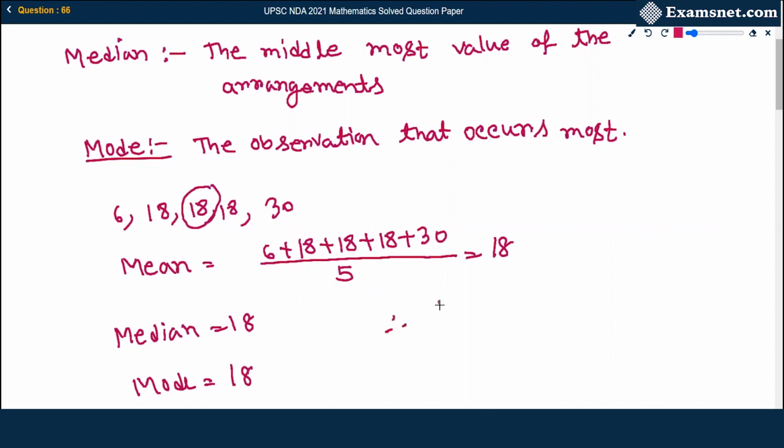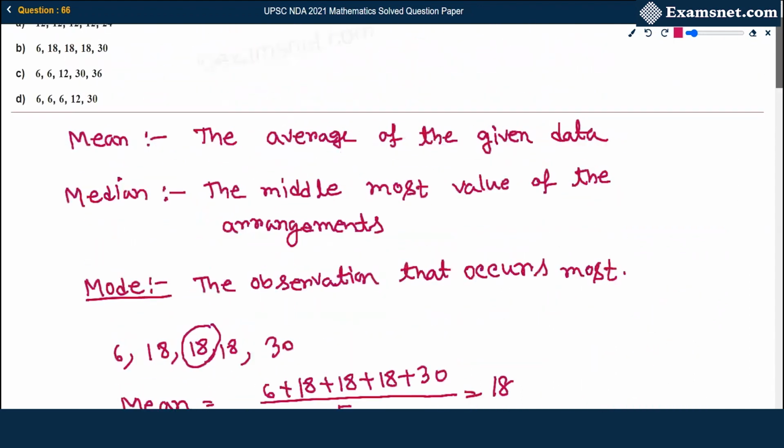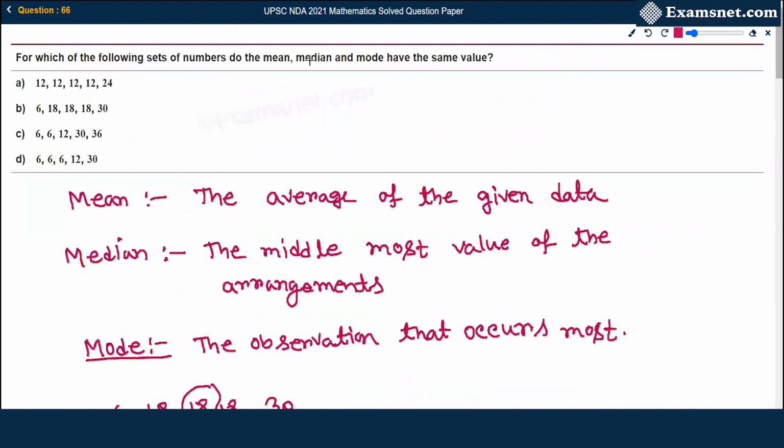So therefore we can say for this option, mean, median and mode are all the same. That was what they asked, that for which option mean, median, mode have the same value. Yes, we can see option B is the correct one.